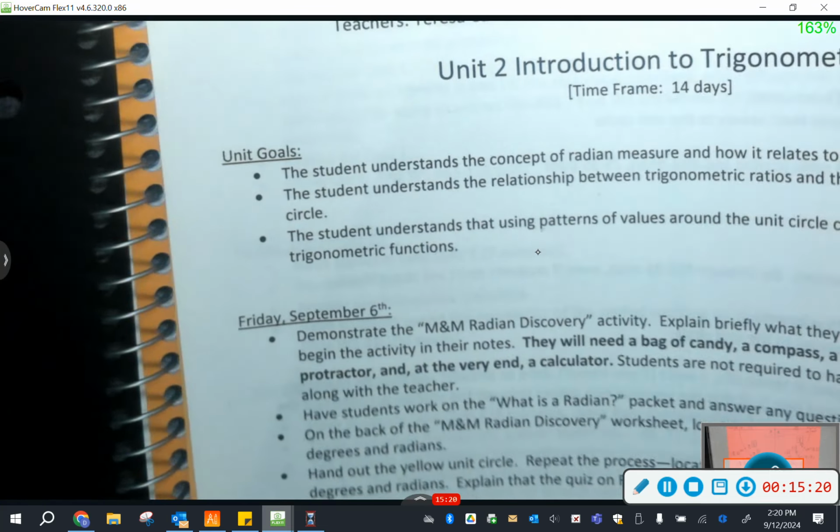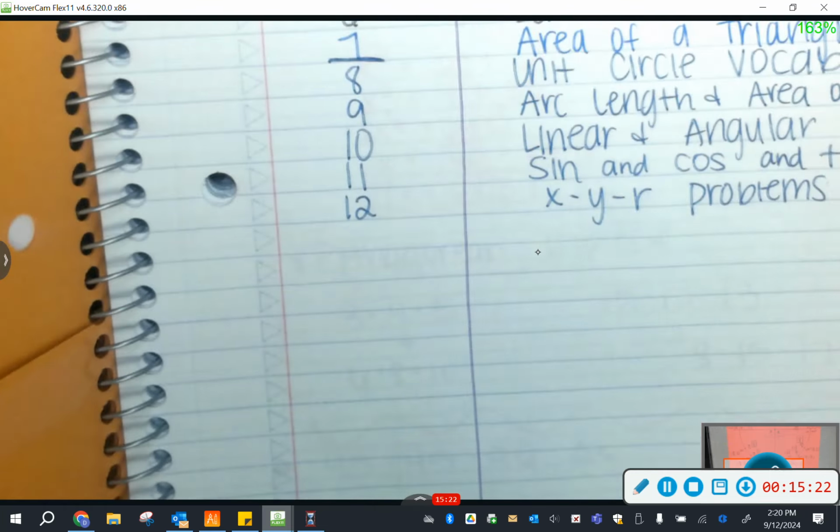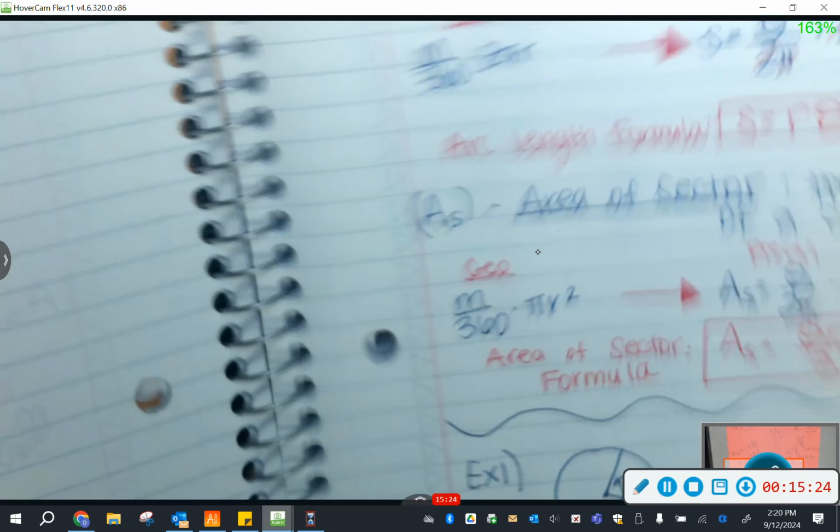All right, now we are going to do XYR problems, which was page 12 in our notebook.